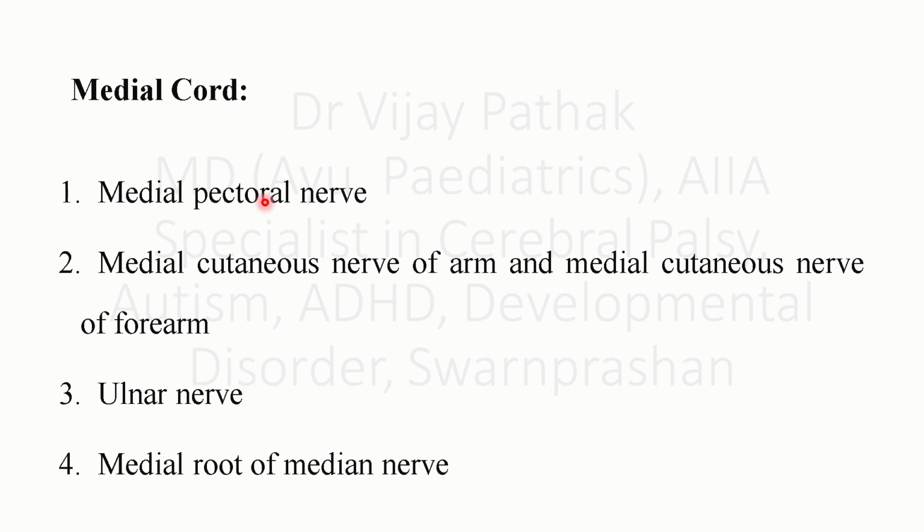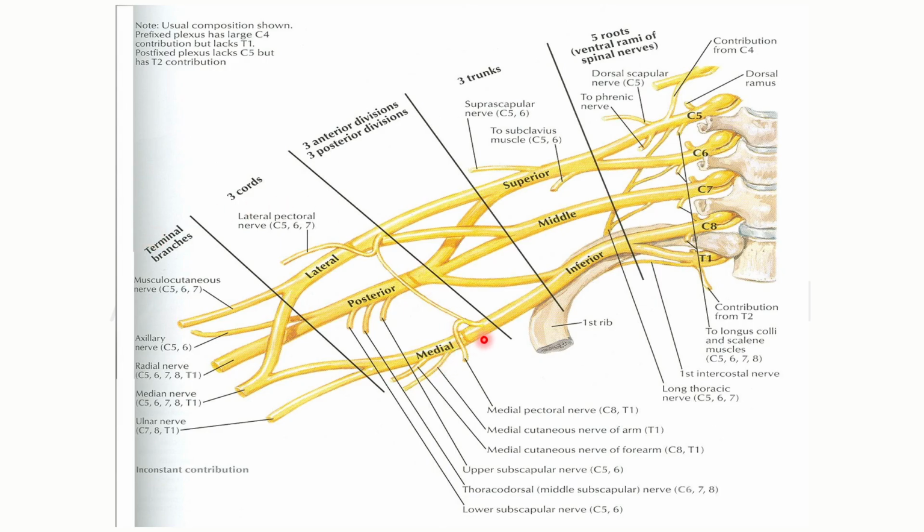Now the branches from the medial cord. The medial cord gives four branches. One is the medial pectoral nerve. The medial cord gives the medial pectoral nerve, medial cutaneous nerve of arm, medial cutaneous nerve of forearm, and the ulnar nerve, and the medial root of the median nerve.